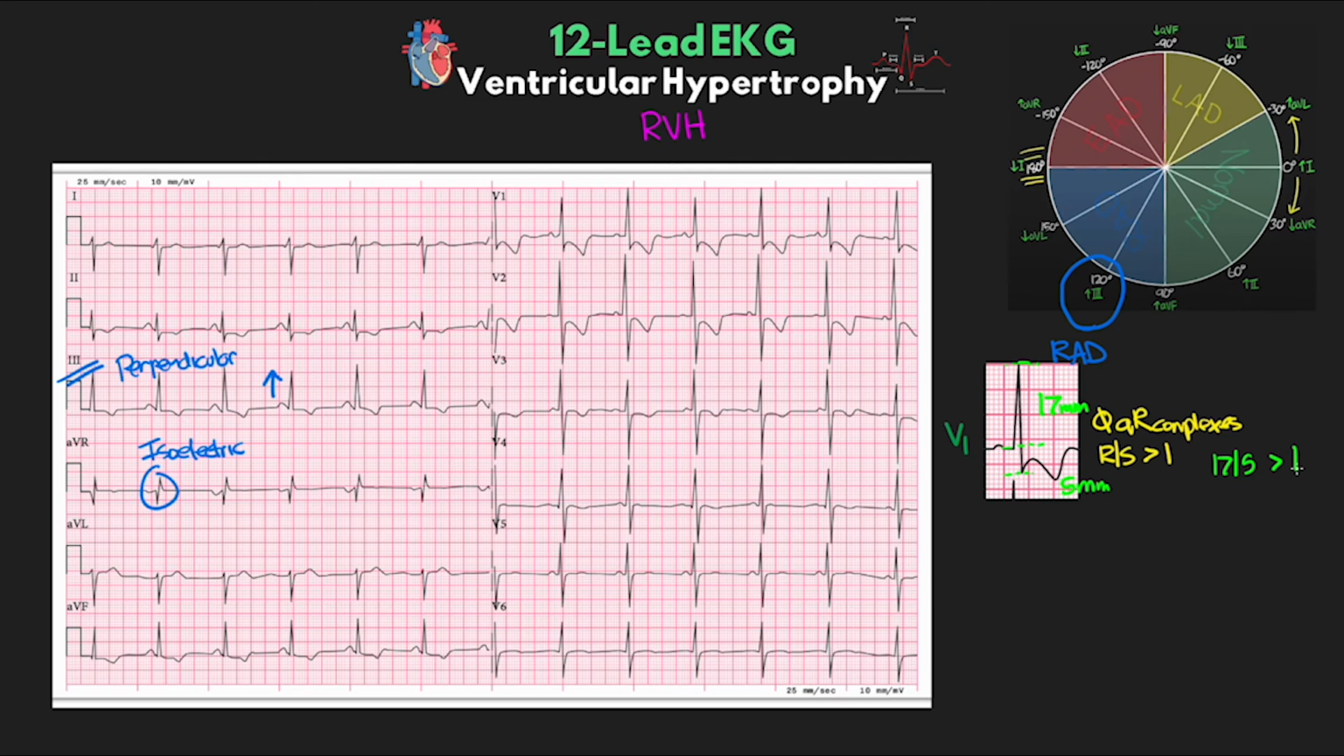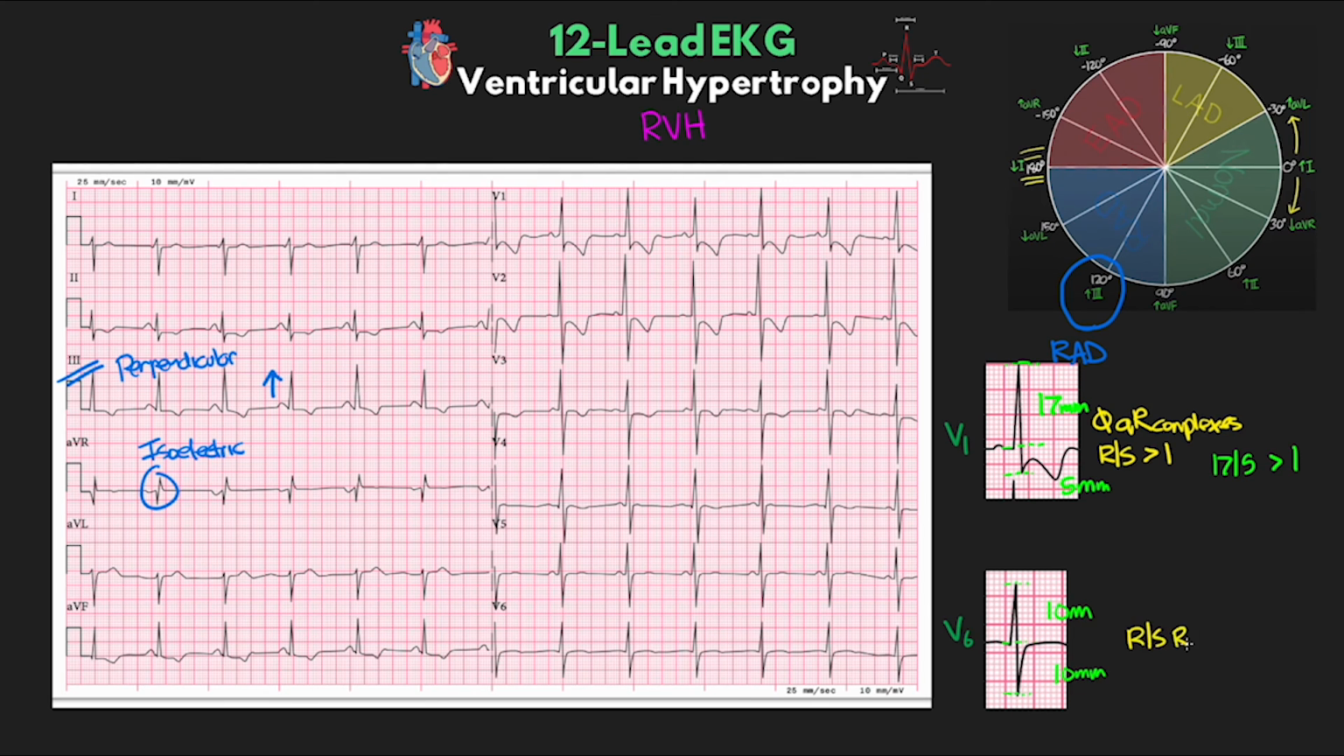So finally, we want to take a look at either V5 or V6. Again, here we're looking for the inverse of what we were just looking at in V1. So we're still going to be looking at that RS ratio, but this time we're looking for it to be less than 1. Looking at V5 and V6, they are pretty close in size. So for this example, let's just look at V6 here. Looking at the R wave and the S wave, they're actually pretty close in size. The R wave looks like it measures out to about 10 millimeters, and the S wave looks like it measures out to about 10 millimeters as well.